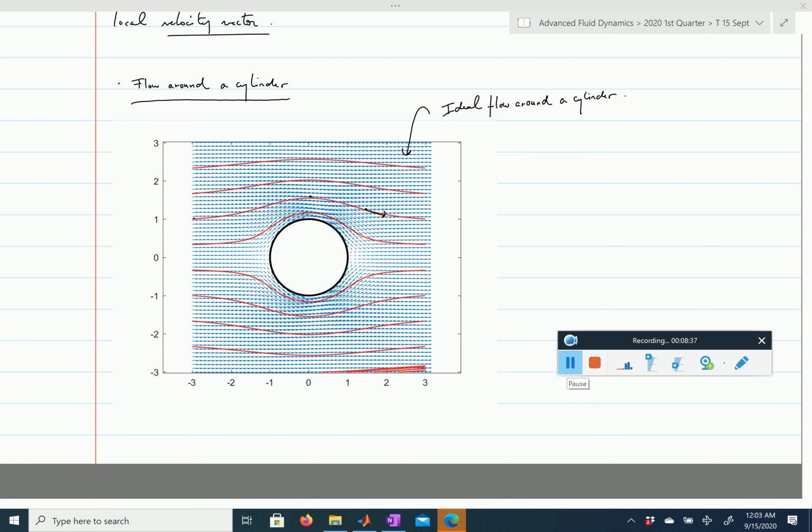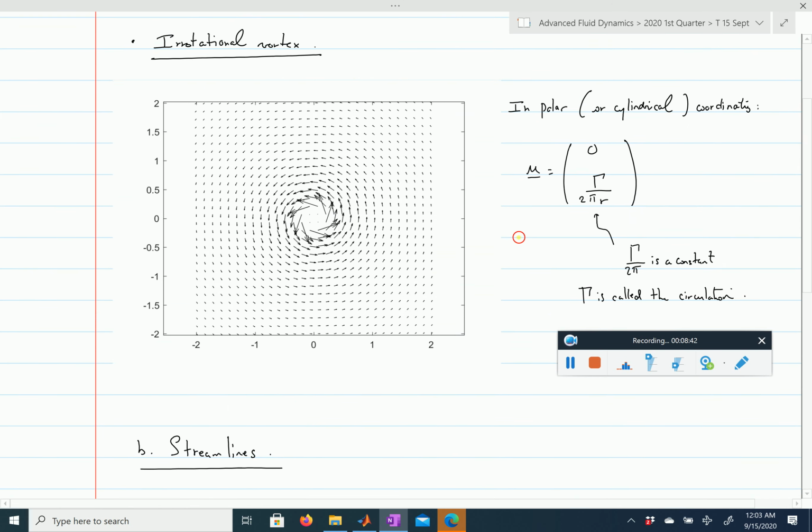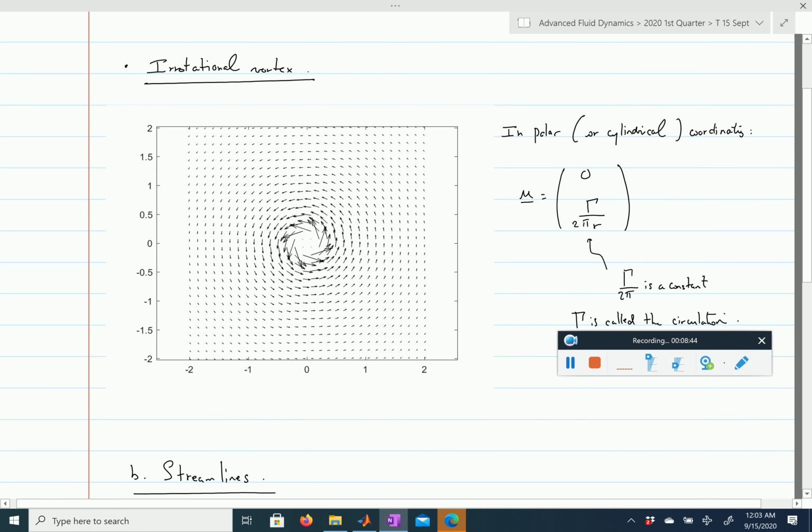Now if you look at the previous flows we've looked at before, so the streamlines here of an irrotational vortex, just think what curve would be always tangent to the local velocity vector, and you get the idea. You see here that the streamlines of the irrotational vortex would be circles. Same for the solid body rotation.